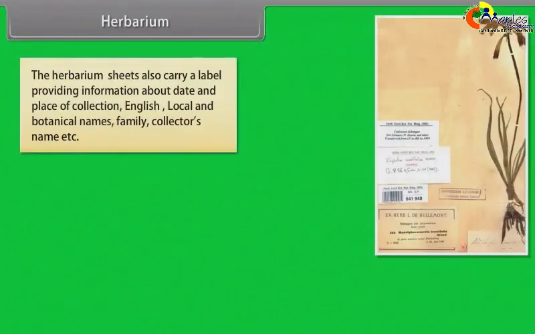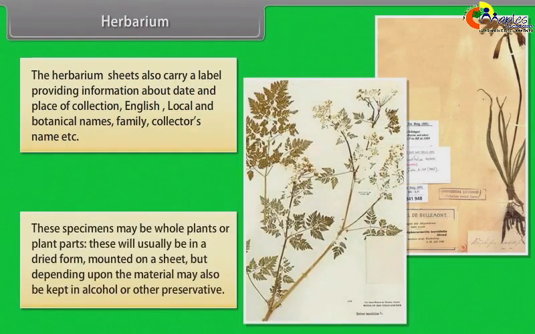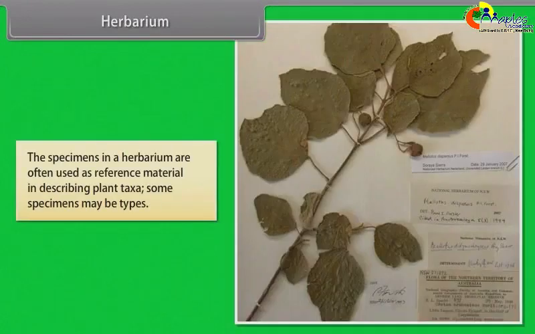The herbarium sheets also carry a label providing information about date and place of collection, English, local, and botanical names, family, collector's name, etc. These specimens may be whole plants or plant parts. These will usually be in a dried form, mounted on a sheet, but depending upon the material may also be kept in alcohol or other preservatives. The specimens in a herbarium are often used as reference material in describing plant taxa. Some specimens may be types.